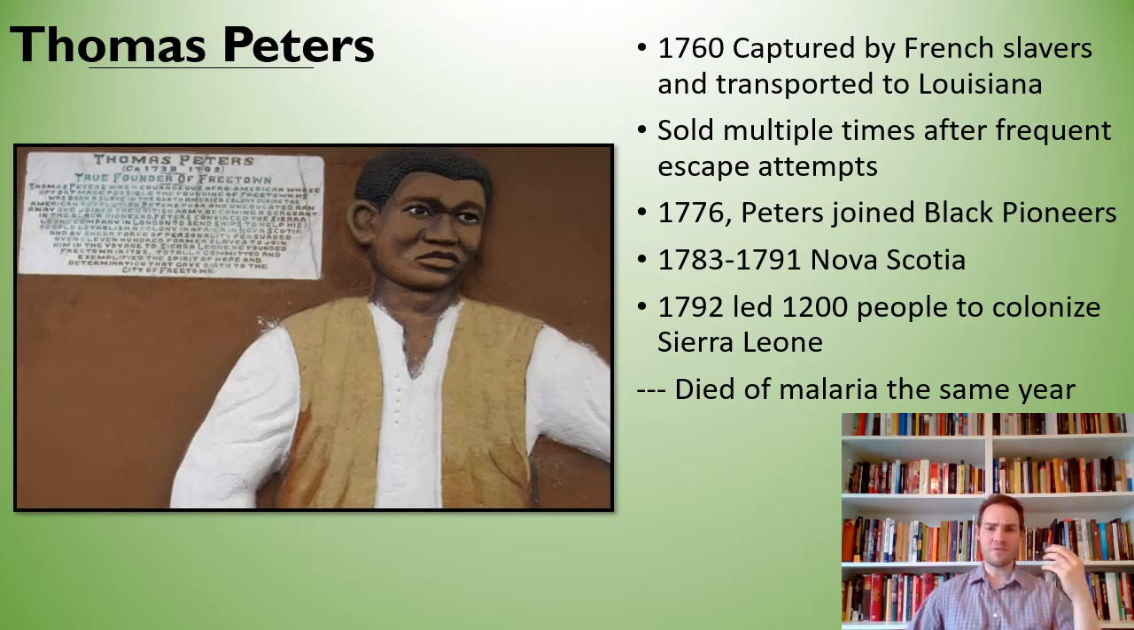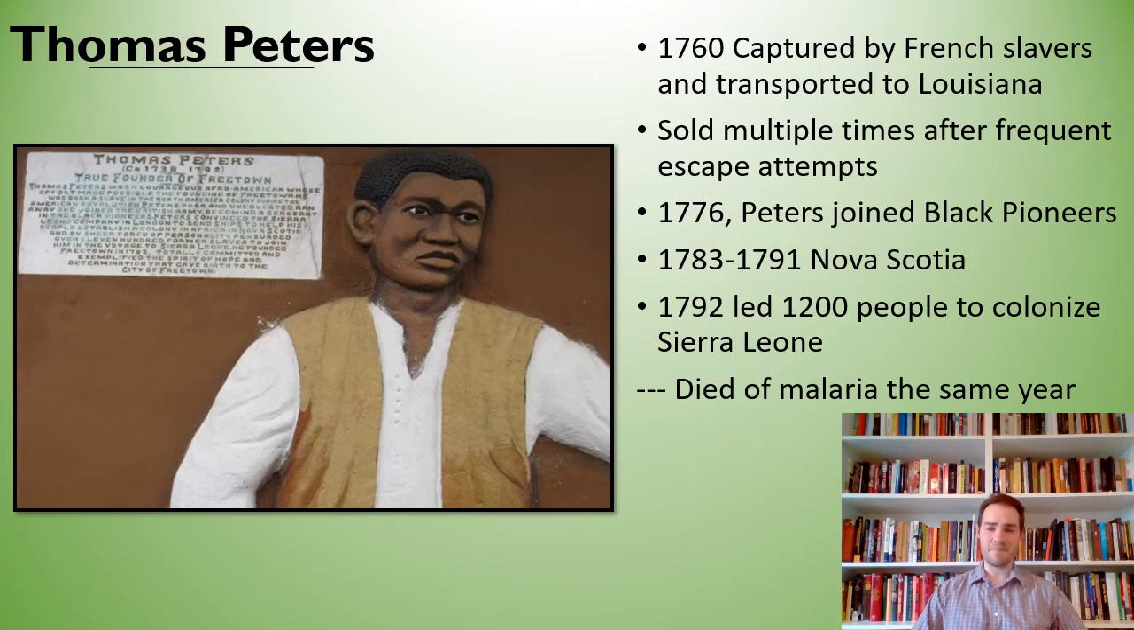But the Revolutionary War is about to start, right? So in 1776, when there's the Declaration of Independence and stuff, Peters is going to join the Black Pioneers. If you haven't heard about the Black Pioneers, this is really funky too. The British are on the way towards ending slavery. And when the American Revolution starts, the newly forming US government is pro-slavery.